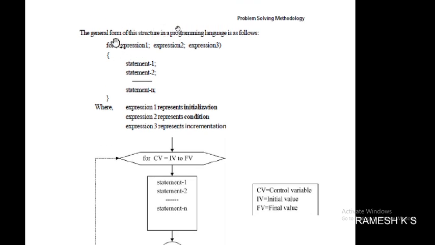This is the general form of the structure in a programming language, as follows. This is the syntax we have to follow. Here I am taking expression 1, expression 2, expression 3, and statement 1, statement 2, up to statement n. Expression 1 represents initialization always, expression 2 is the condition, and expression 3 is the incrementation.